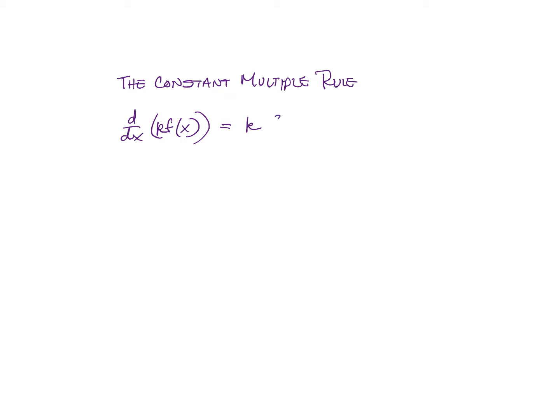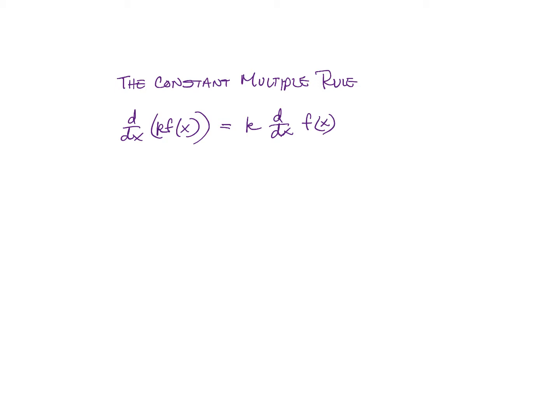The last rule is the constant multiple rule. And the constant multiple rule says if we have a function that is differentiable, so f of x is differentiable, and it's multiplied by a constant, k, so we have k times f of x, we can just pull the constant out and take the derivative of the function and then multiply the two.